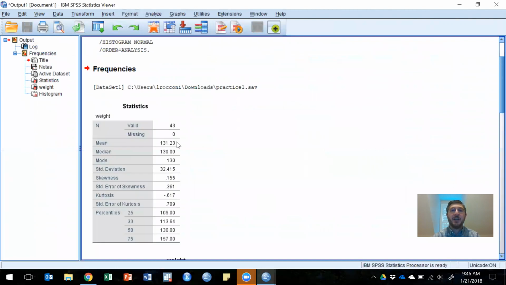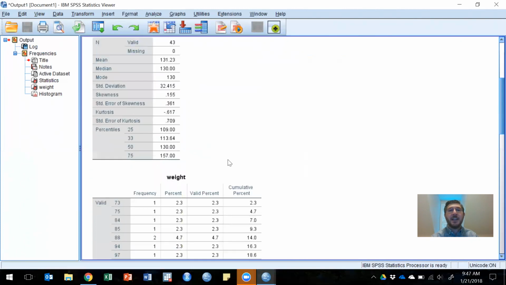Here's our output. So there were 43 valid cases on here. The average weight was 131.2 pounds. The median weight was 130 pounds. The most frequent weight, or the mode, was 130 pounds. The standard deviation was about 32 pounds. So each weight varied from the mean by around 32 pounds.